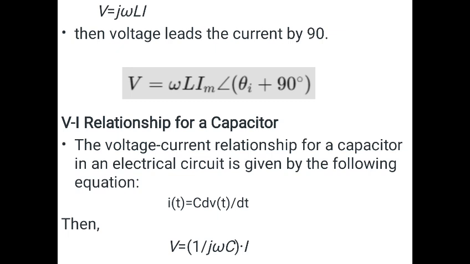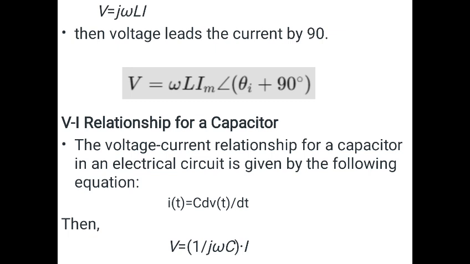Voltage current relationship for a capacitor. The voltage current relationship for a capacitor in an electrical circuit is given by the following equation, where the current i(t) is given as C dv(t)/dt.